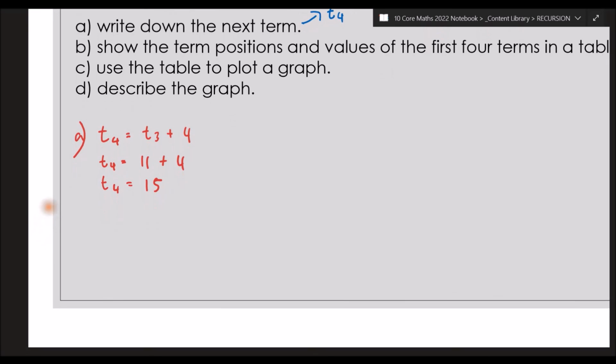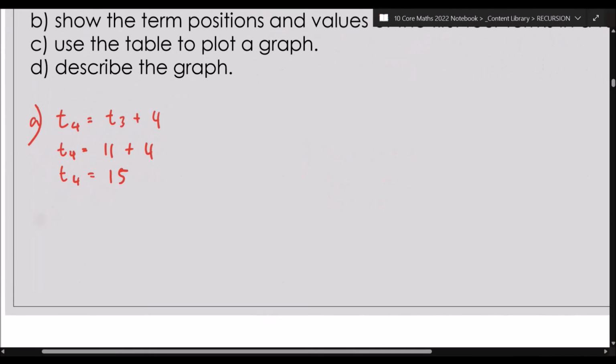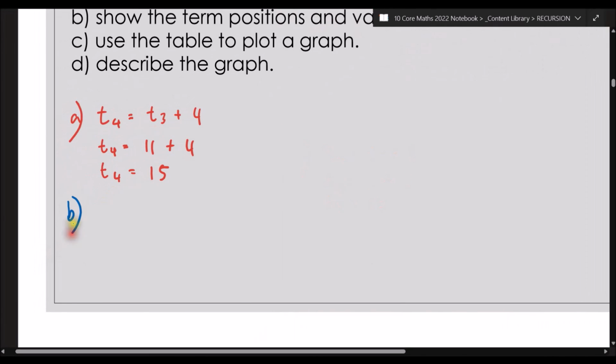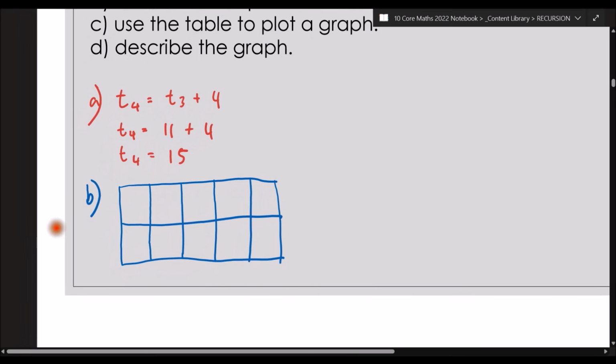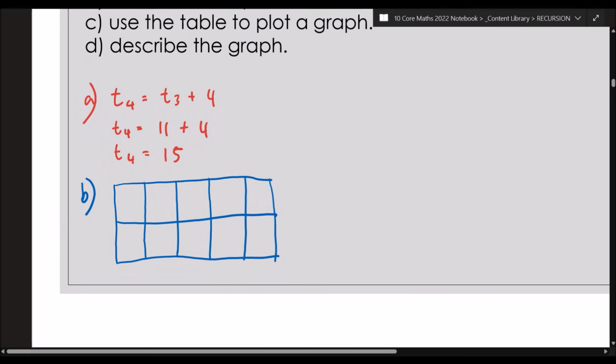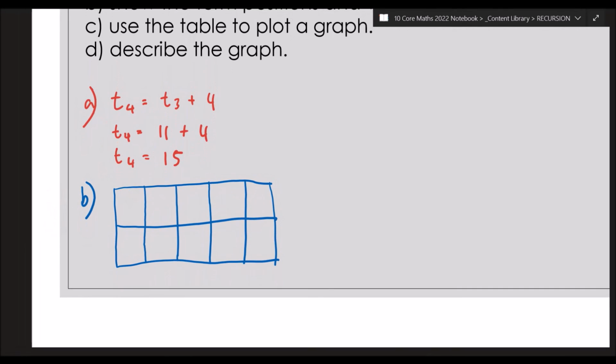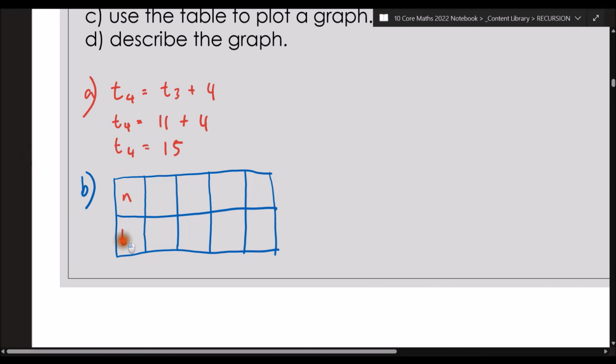Okay, part B. Show the term positions and the values of the first 4 terms in a table. When you talk about putting these numbers in a table, it's talking about a table like this, where you've got your term numbers and the value for each term. So just copy this out. This is what your tables should look like. You can think of it as an X and Y table as well. On the top, we'll go with the letter N, which denotes what number it is. And then on the bottom, we'll go Tn, which is basically the value for that number.